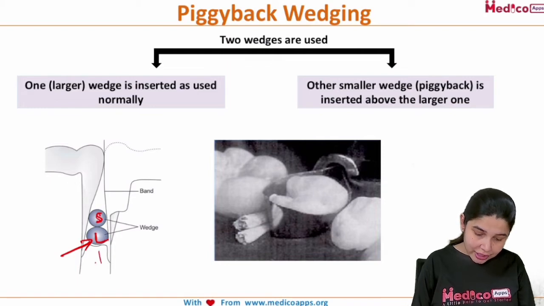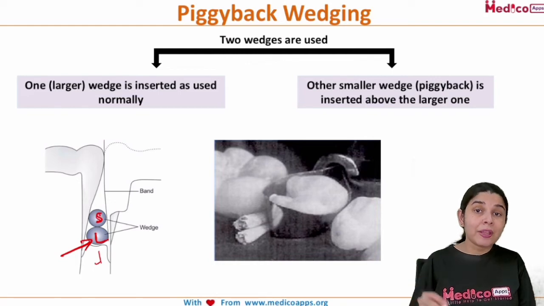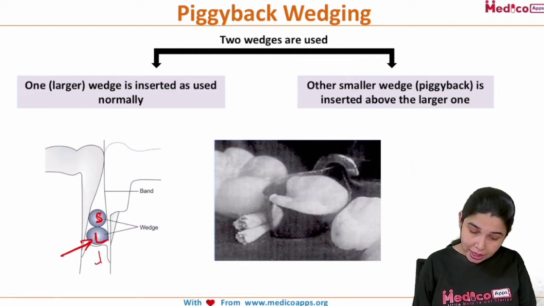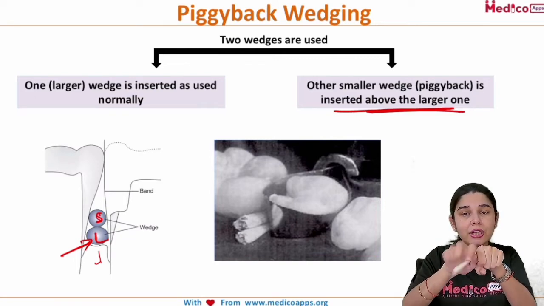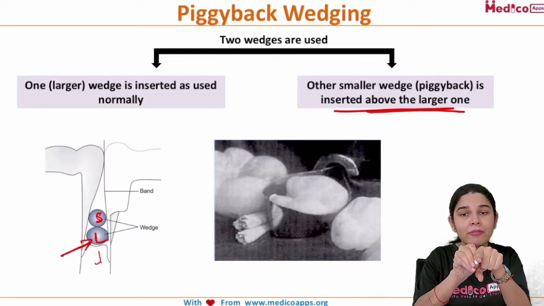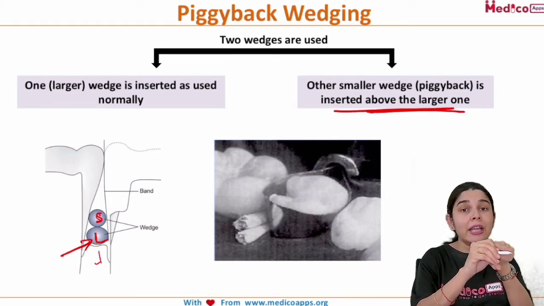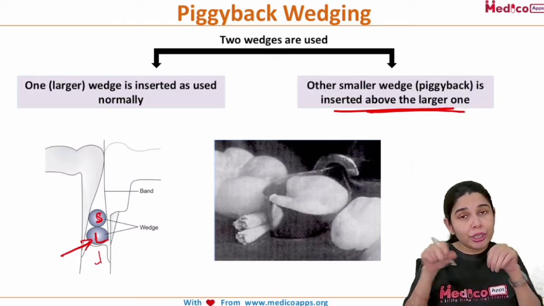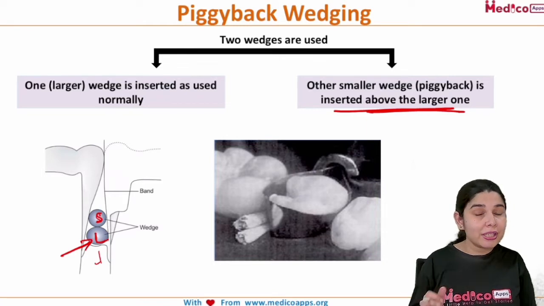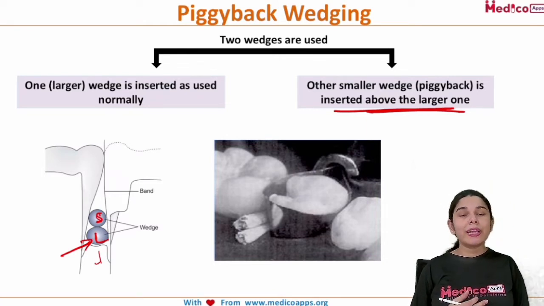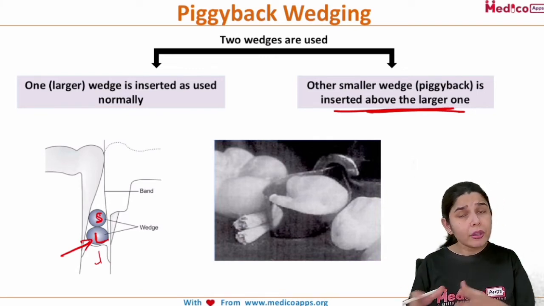The larger wedge is inserted as used normally from the buccal surface, but the smaller wedge is inserted above the large wedge. That means if these are the two teeth, we are placing one wedge over the other. So it will be like this. Two wedges will be placed inside the embrasure area of the two teeth where we need to provide the proper contour and the cavity preparation is done. So I hope you have understood what exactly the piggyback technique, the double wedging technique and the wedge wedging technique are.